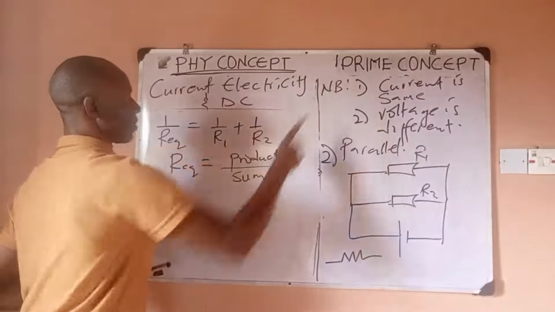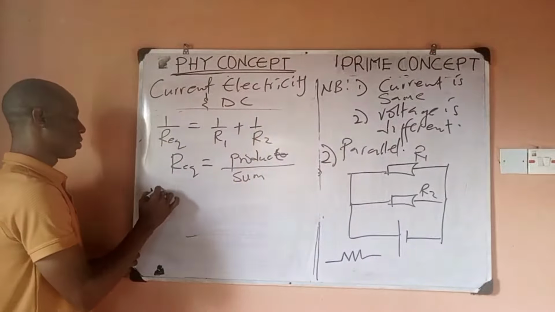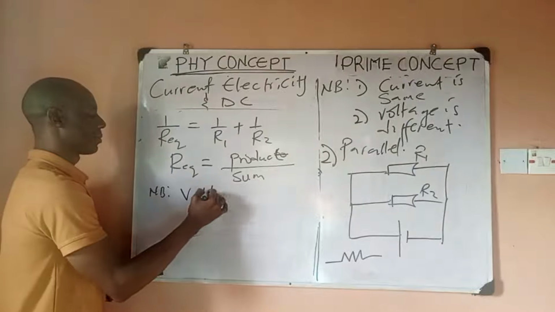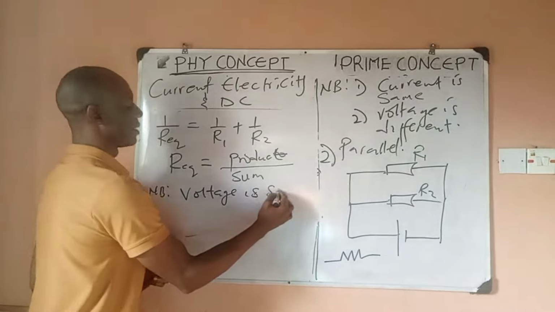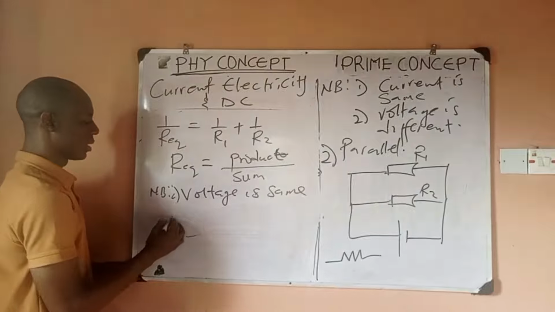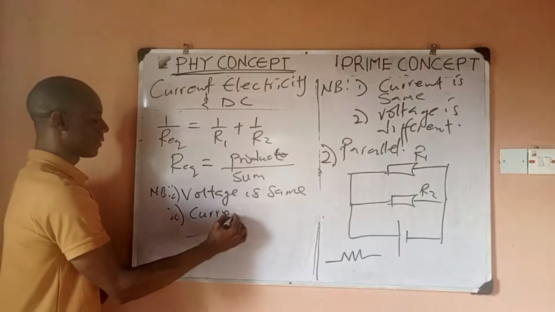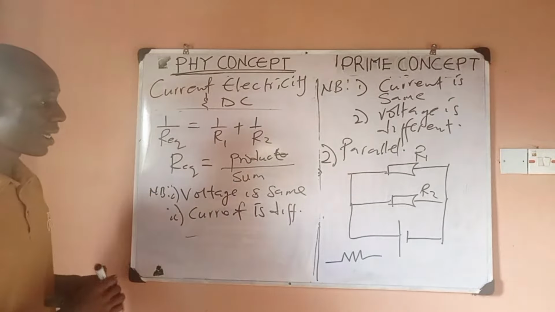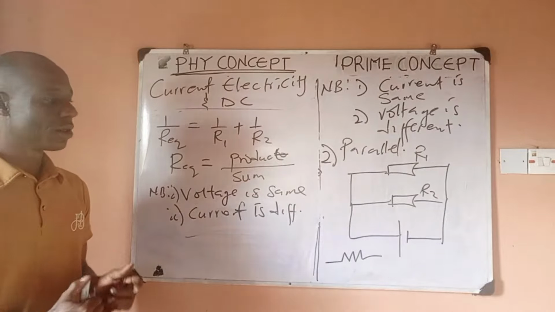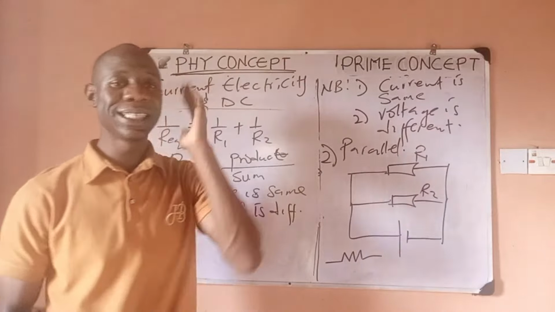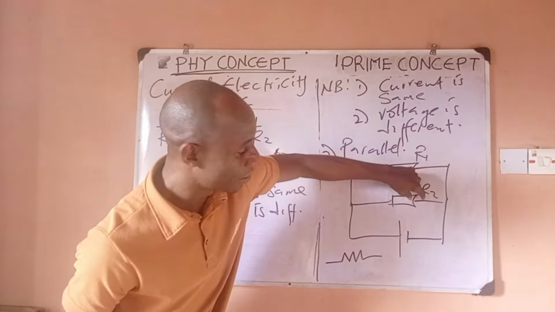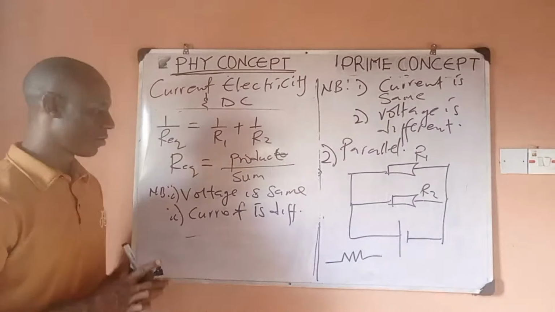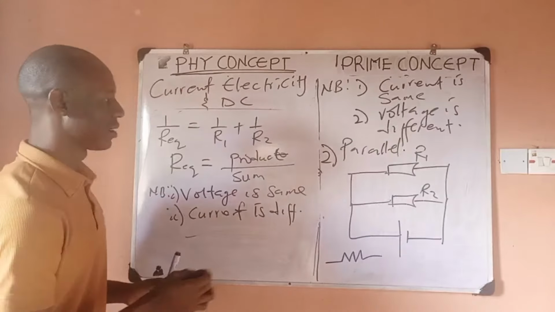Before that, let's still point out 2 important points for parallel. For parallel arrangement, voltage is the same. That is number 1. Number 2, current is different. Please take note of these things. That is where your solution to questions come from. The voltage in this place is the same voltage in this place, which is actually the total voltage. But current is different for parallel arrangement. So I believe this is really clear to you.